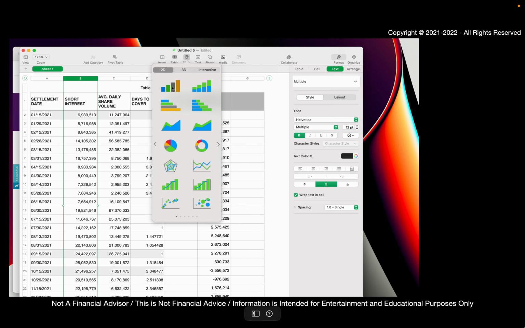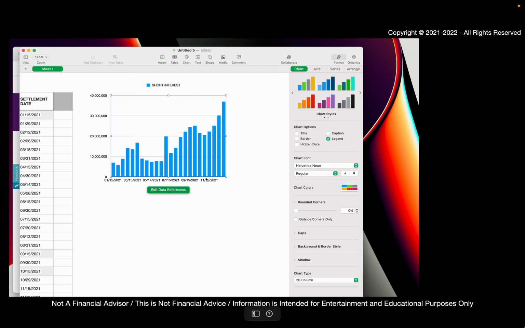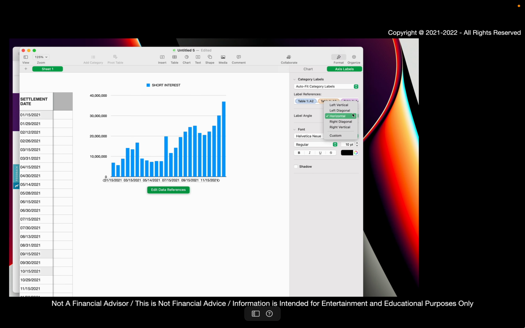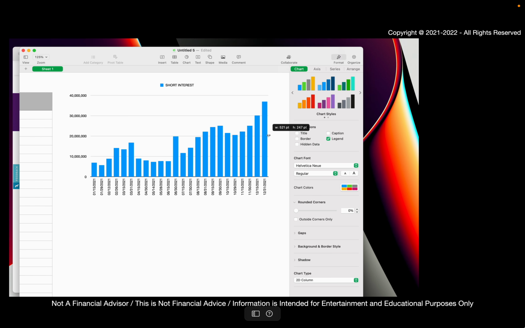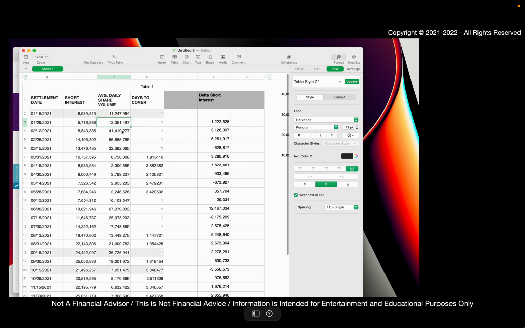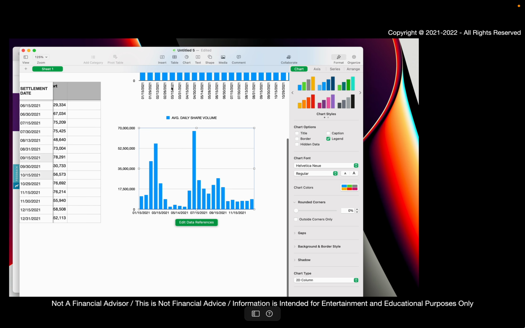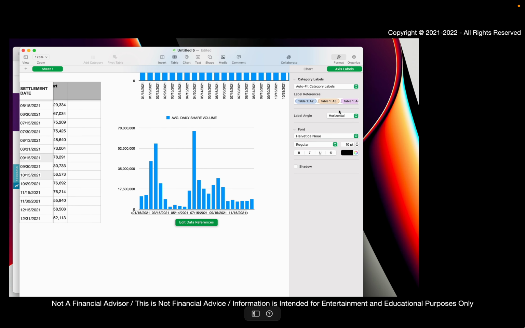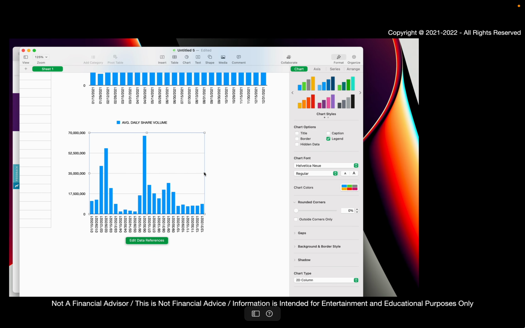Let's start with bar charts of short interest. There we go. That's what the short interest looks like. Let's make the x-axis readable by going to left vertical. There we go. Spread this out a little bit so we can see. Let's also look at the average daily volume. So let's select that and make a chart out of that. Get some bar charts. There we go. We'll make the x-axis readable again, left vertical. Stretch this out.